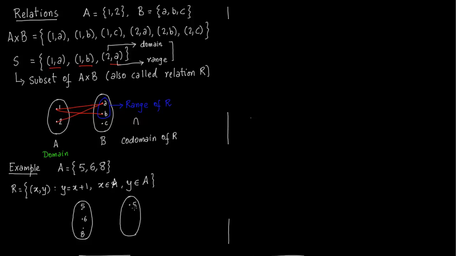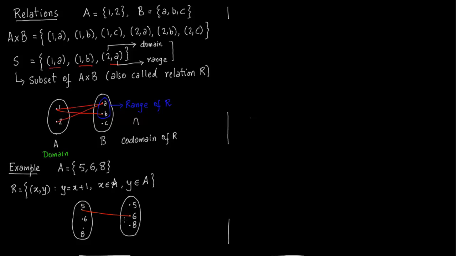And the second set also has elements 5, 6 and 8. But you see the second set is y equals x plus 1. So y is 5 plus 1, 6. So there is a relation between 5 and 6.